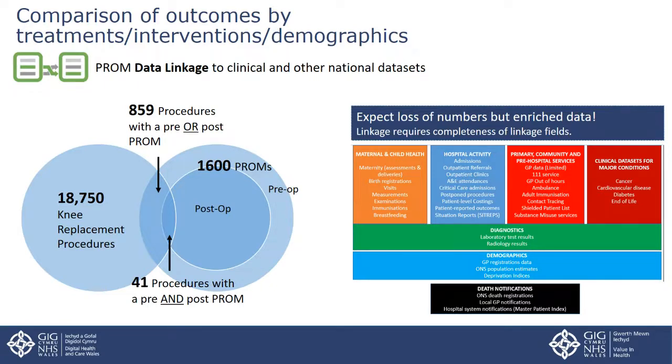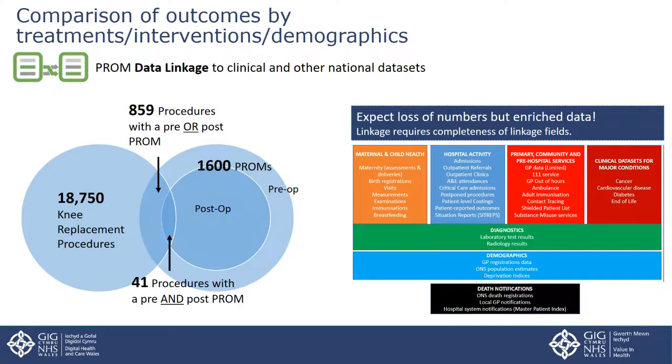So the Venn diagram above shows what happened when we first linked 5 years worth of knee replacement procedure data in Wales with the Oxford Knee score dataset from the National PROMs platform. So out of 18,750 knee replacement procedures that took place in Wales over the last 5 years, 859 had either a pre-op or a post-op PROM. That was from a data set of 1,600 Oxford Knee PROMs pathways. Further, only 41 of the linked procedures had both a pre and a post-op PROM.